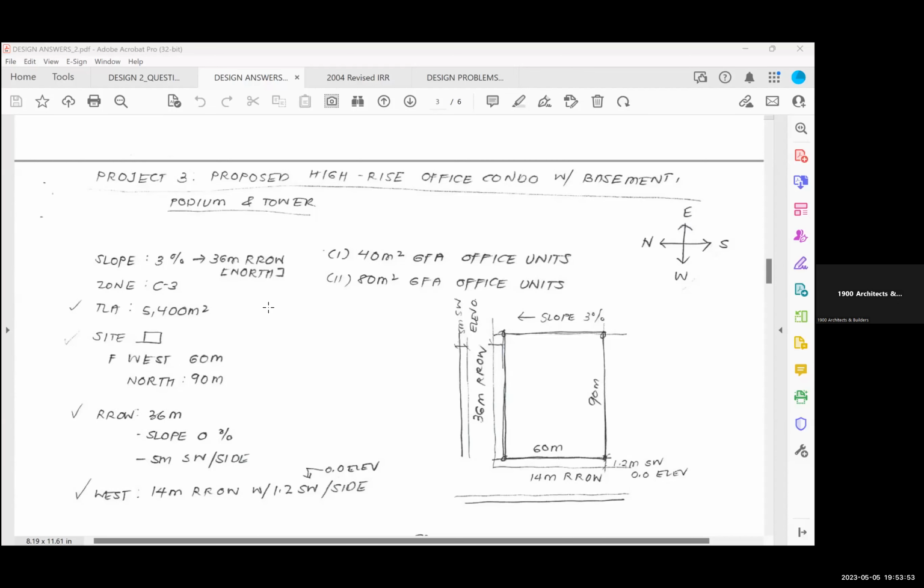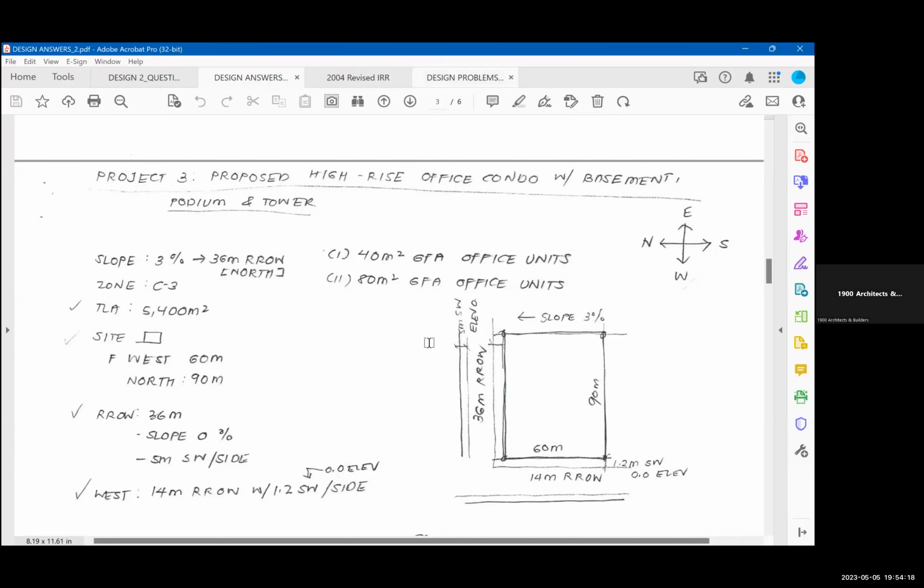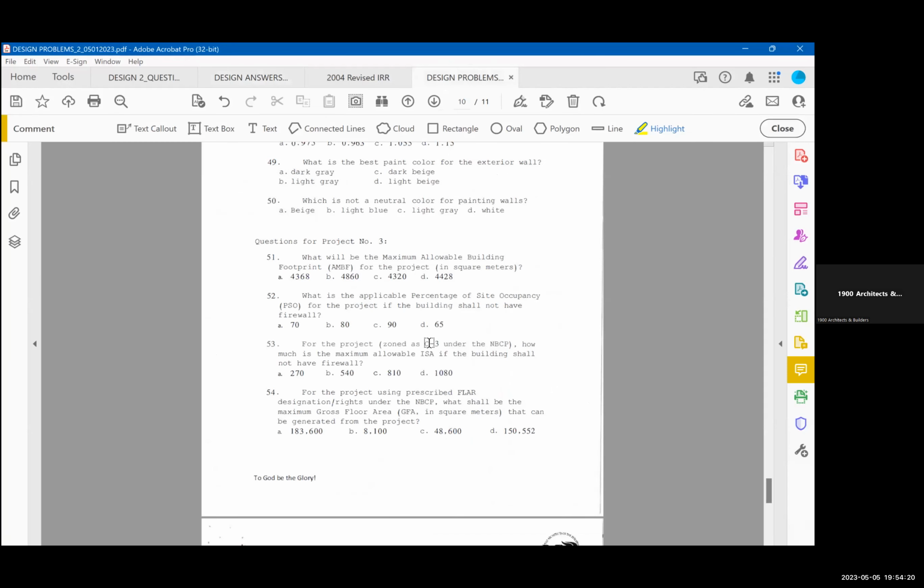Okay, project number 3, the title is a proposed high-rise office condo with basement, podium, and tower. So, given the PLA, zoning, and yung areas na kailangan sa building, na-plot na natin ang site. So, siya ay corner lot. Okay. So, for question 51, what will be the maximum allowable building footprint for the project in square meters?